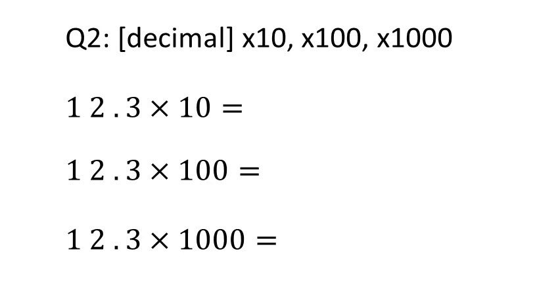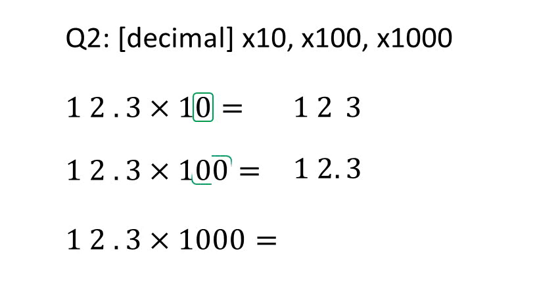Let's see one more set of questions of multiplying 12.3 by 10, 100, and 1000. The first question is to multiply by 10. Since 10 has one zero, you just need to move the decimal point one place to the right. So the answer is 123 point, which is just 123.